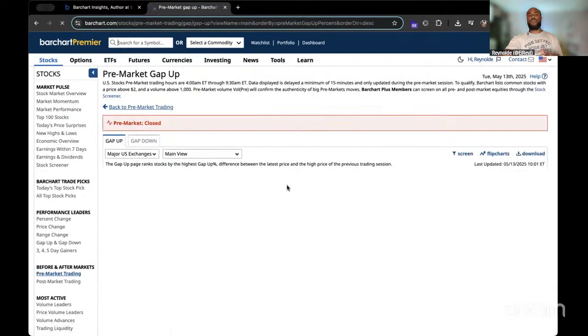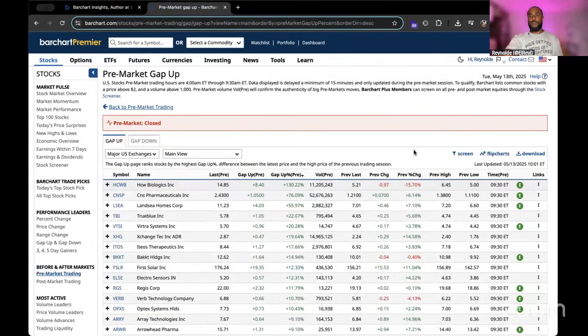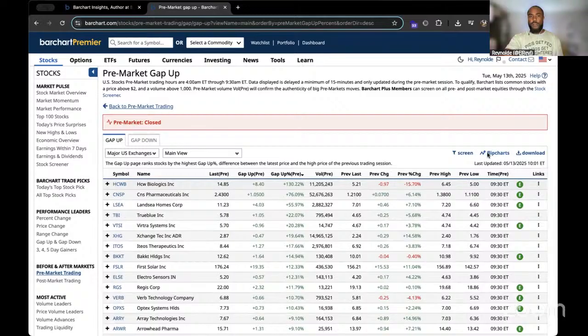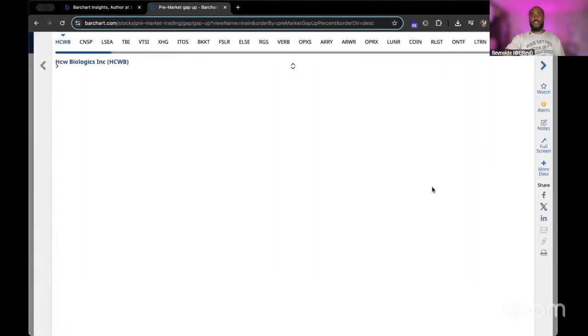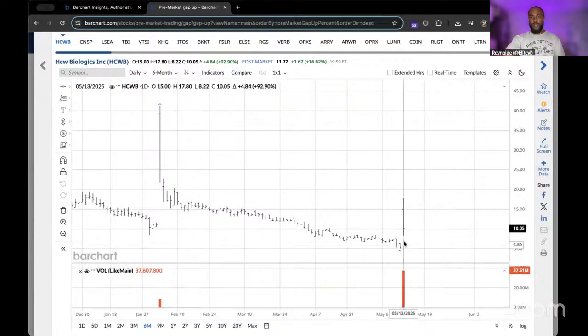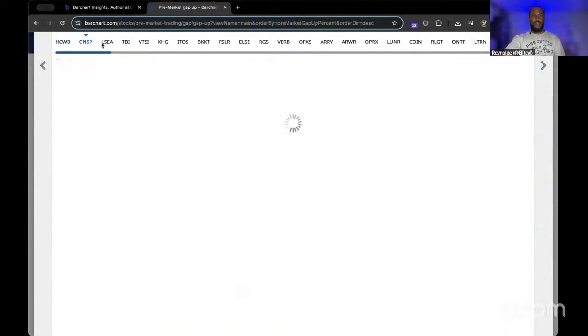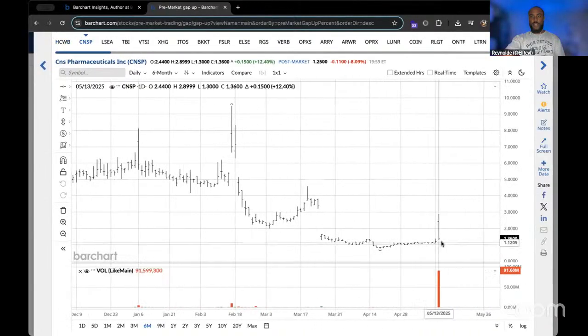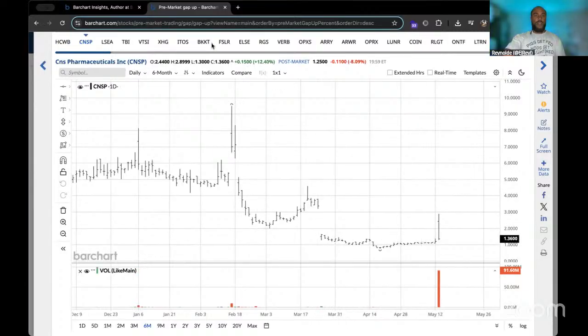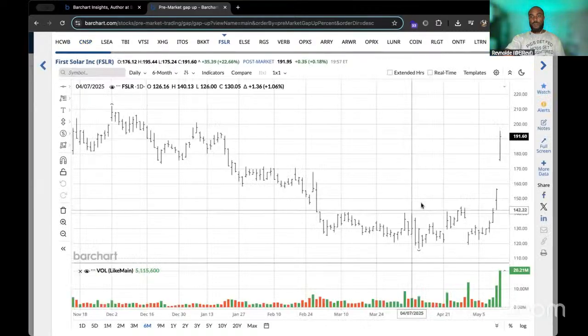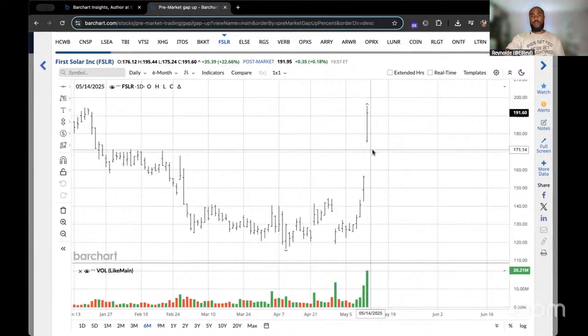So if we click on full list here for the gap ups, okay, and we click on flip chart. Now these are going to be in percent price. Because here's your price range, right? This is by dollar, but this is by percentage gain. So when we look at the flip charts here, we're going to see some gap ups. Okay, so we're going to see a gap there. You go to this next chart, we're going to see a gap here in price. Let's go to First Solar. Gap, huge gap in price here.